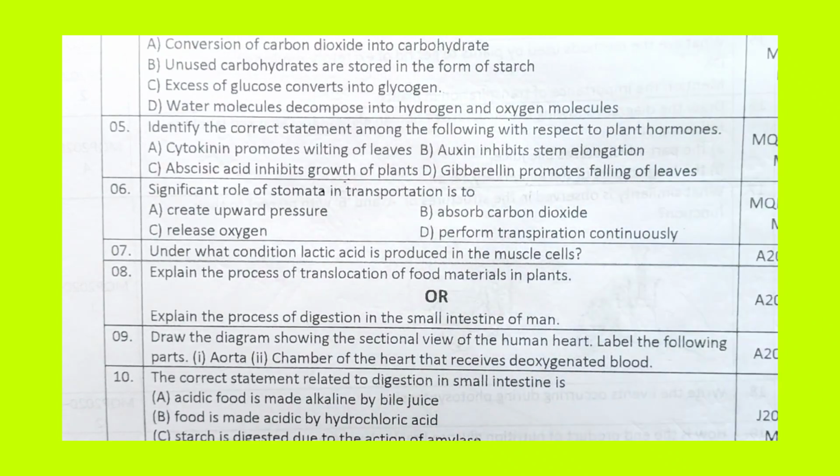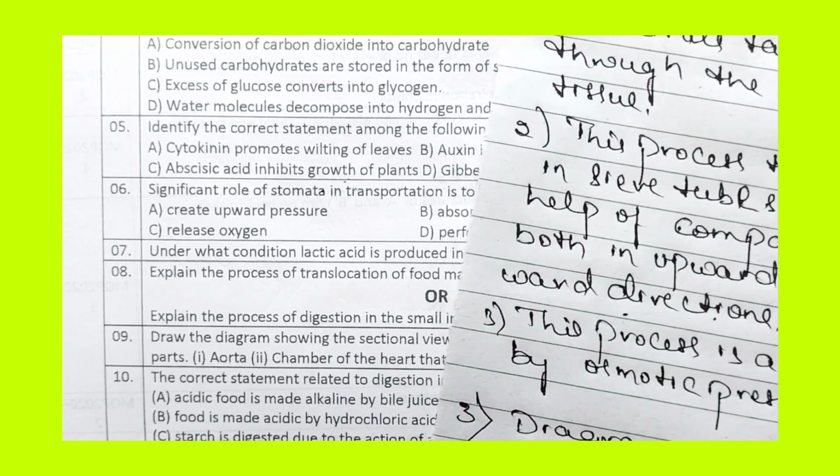In the eighth question there is one more internal choice question. So let us answer. Explain the process of digestion in the small intestine of man. So now let us answer the ninth question.